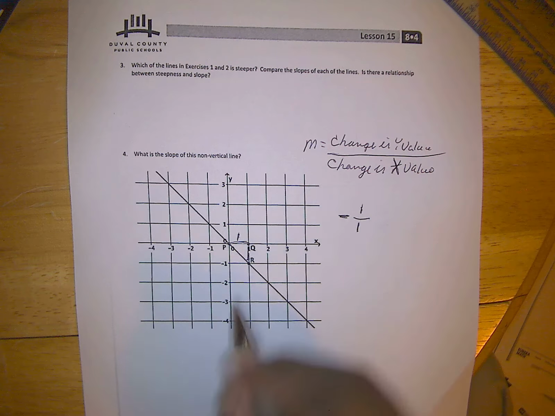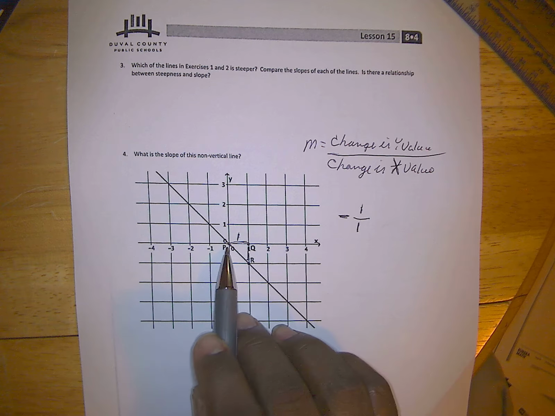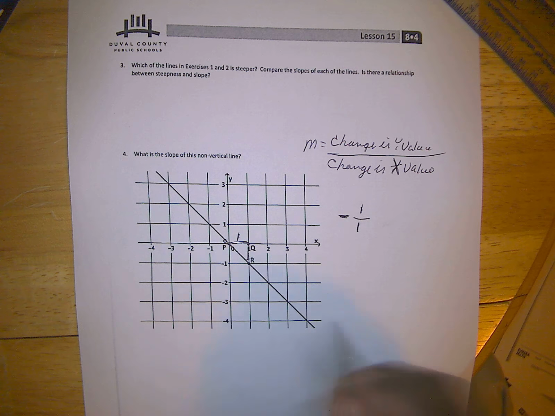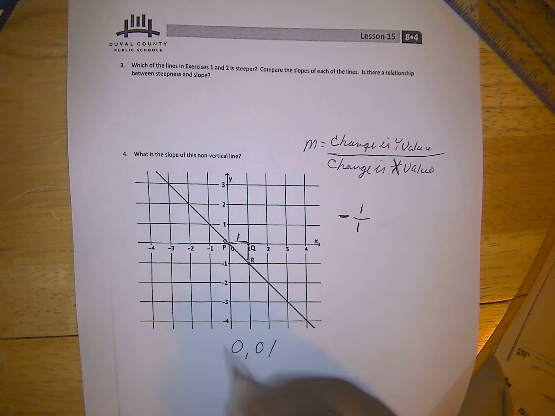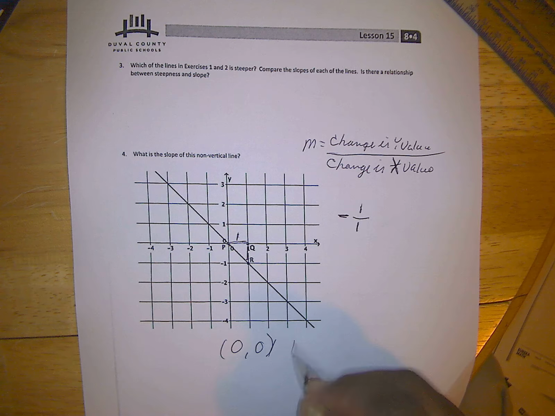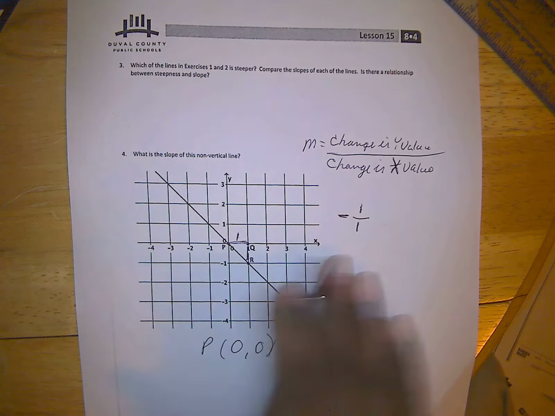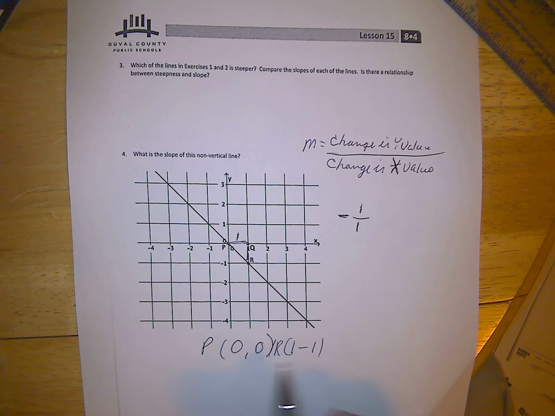Okay, and obviously if you were to actually have these points written down, this would be 0, 0. This would be 1, negative 1. So 0, 0, and then the next point is 1, negative 1. This will be our P point, the first one we come to reading from left to right. This is our Q, our second point that we come to from left to right.